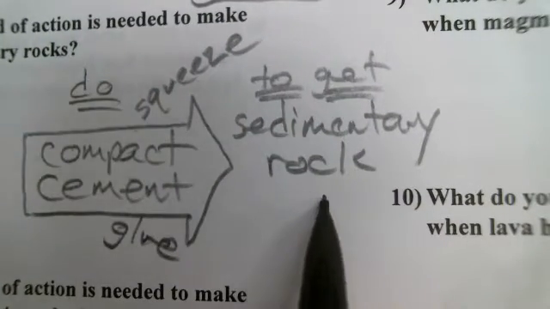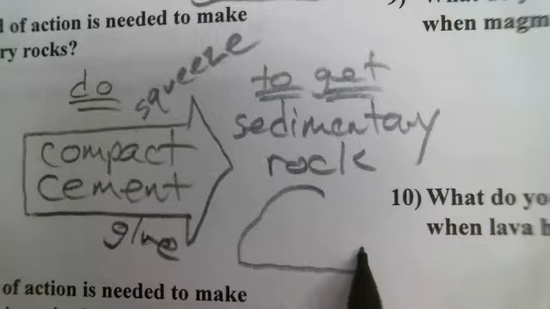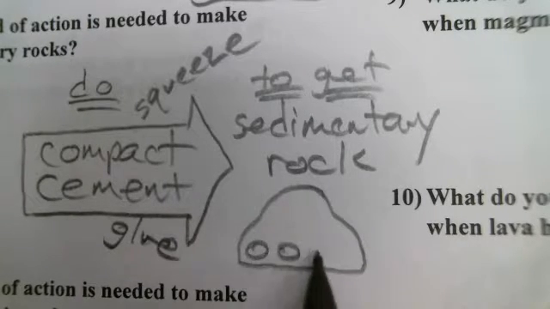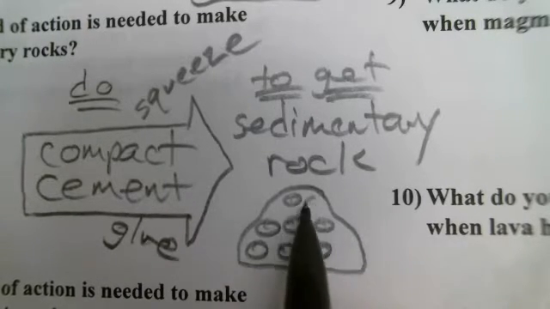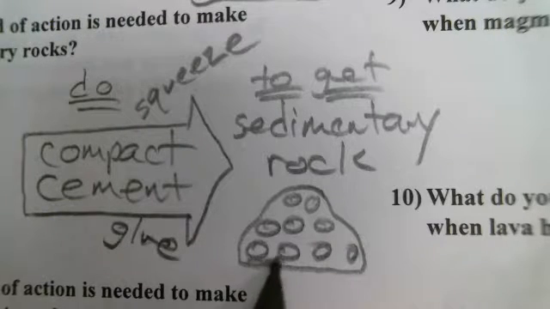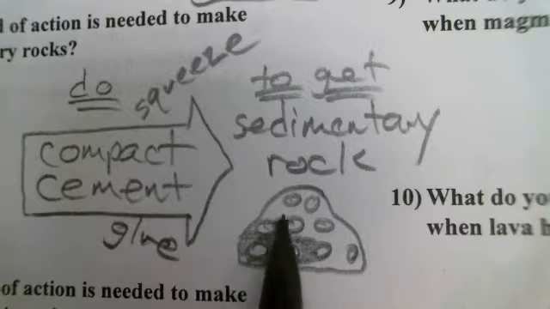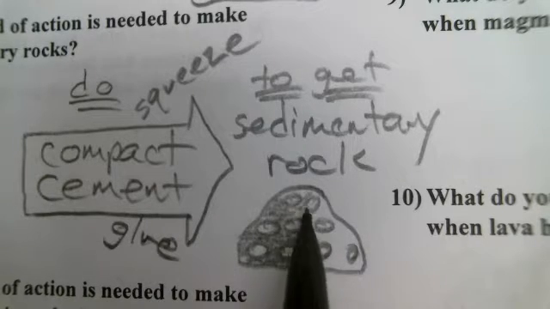And I want you to draw a rock shape again, but this time I want you to draw the circles that we had before, and then I want you to shade it in to represent the cementing, the chemicals that are gluing these particles together.